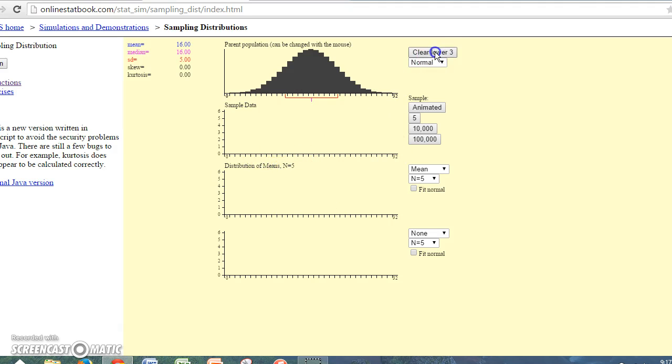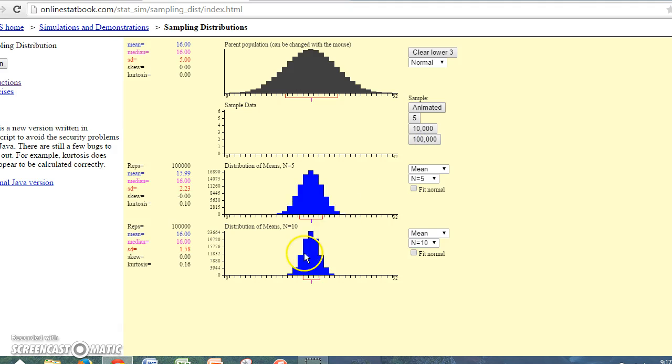So if we clear this, and down here I'm going to do the same thing, except I'm going to increase the sample size to 10. If I hit 100,000 times, again, both of these are going to be normally distributed. Both are going to be centered at 16, but the bottom one is going to have a smaller standard deviation because our sample size is 10.